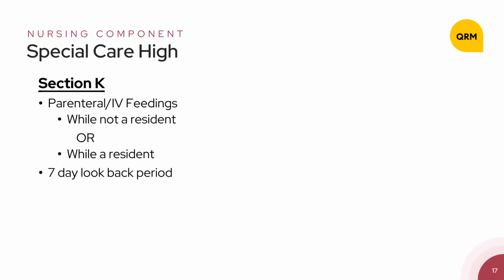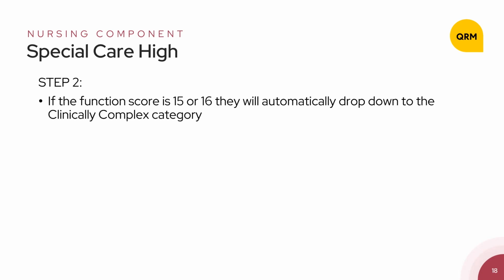Okay. After we've looked at all of those things and we've determined that the resident classifies into special care high, we again look at that GG score. And if the function score is a 15 or a 16, again, they automatically drop down to clinically complex. Just like with our extensive services, with special care high, if their GG score is a 15 or a 16, they're going to drop down to that clinically complex category.